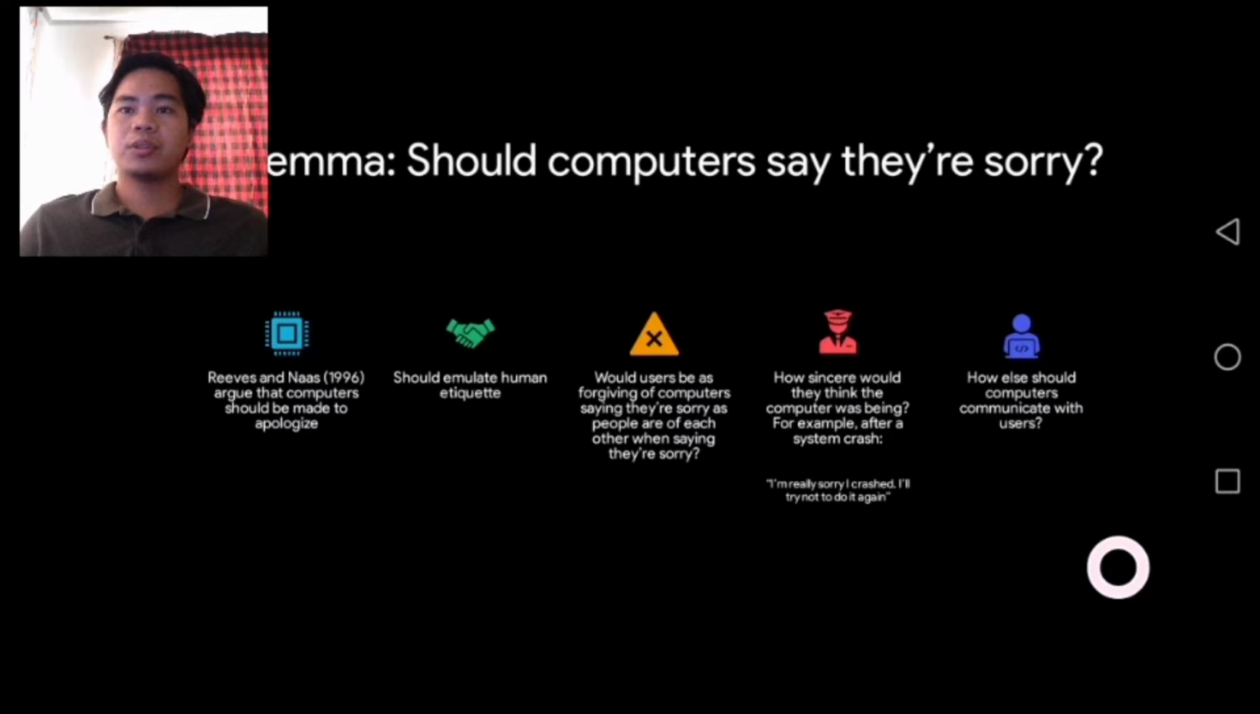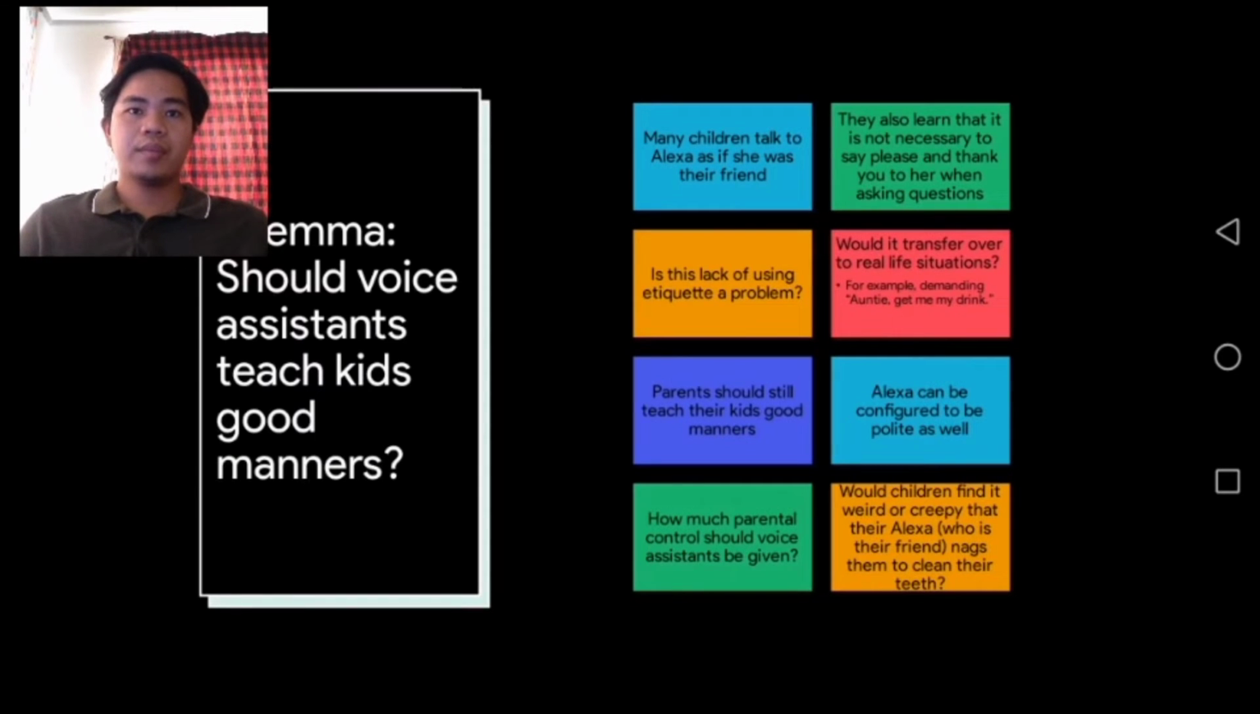How else should computers communicate with users? Dilemma: should voice assistants teach kids good manners? Many children talk to Alexa as if she was their friend. They also learn that it's not necessary to say please and thank you to her when asking questions. This is a lack of etiquette. Is etiquette a problem? Would it transfer over to real life situations? For example, demanding, Auntie, get my drinks.